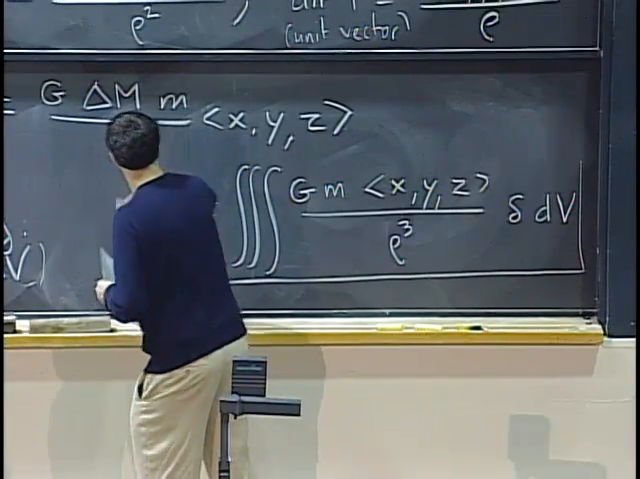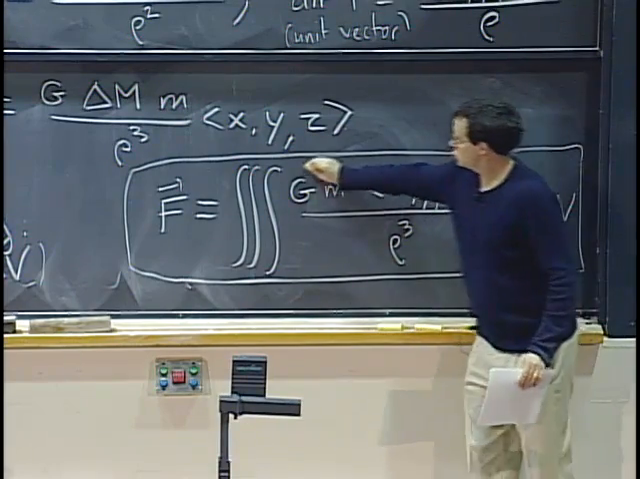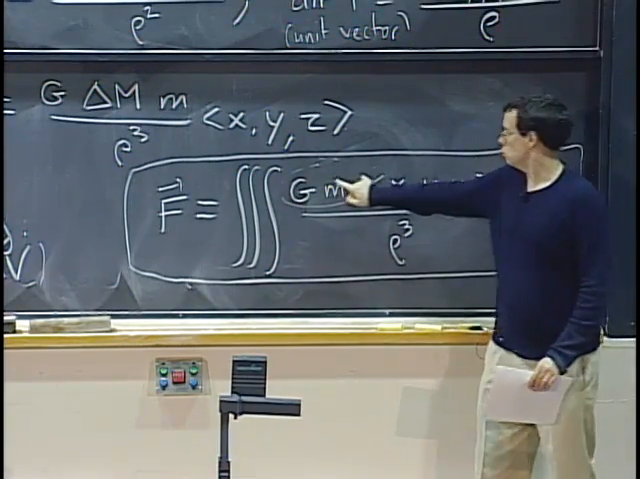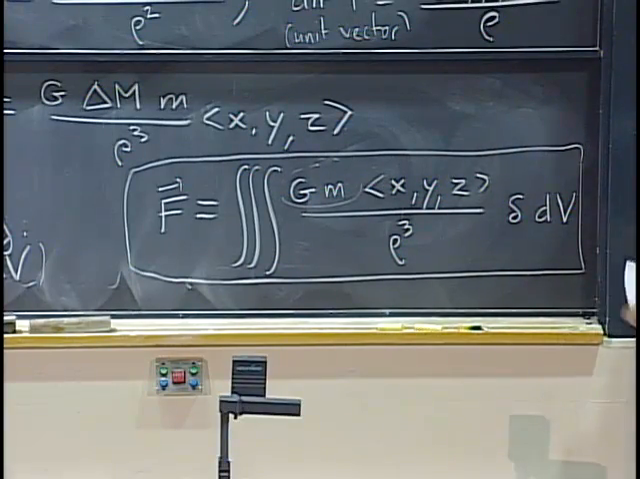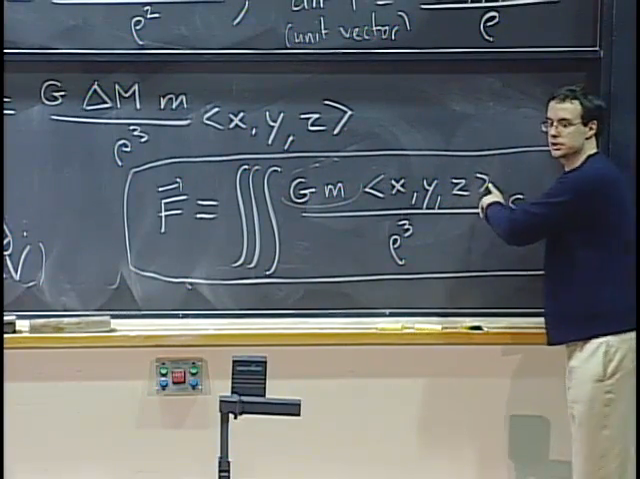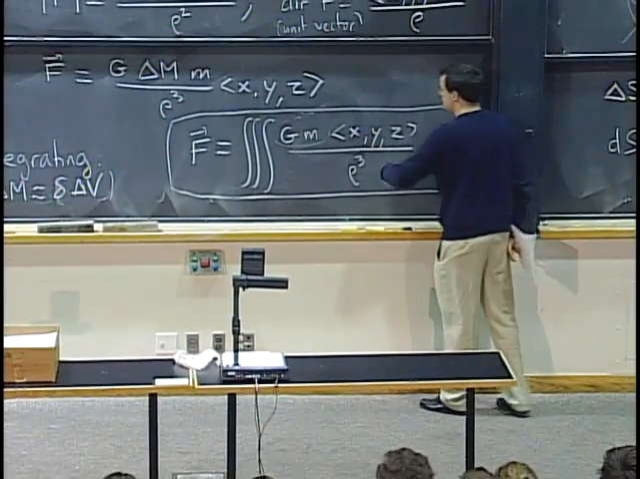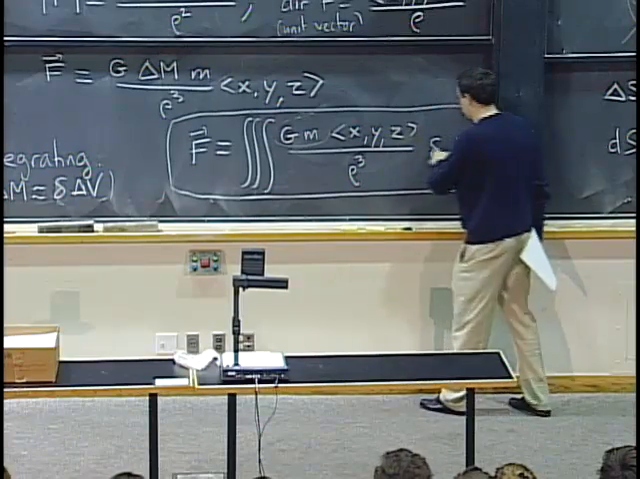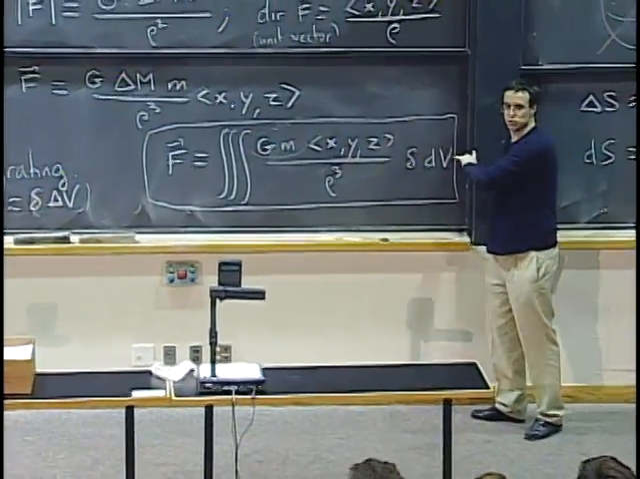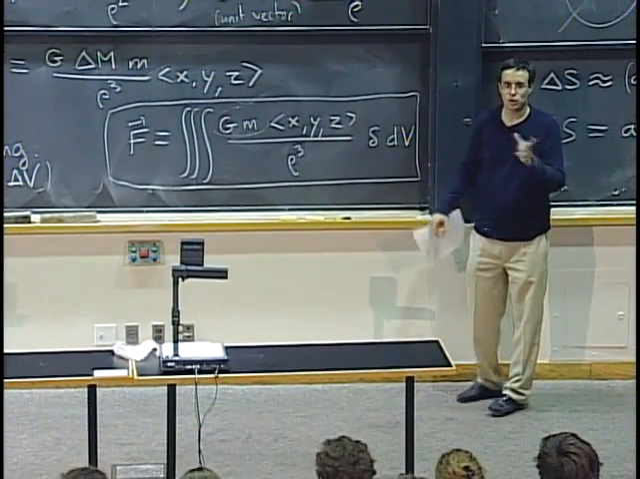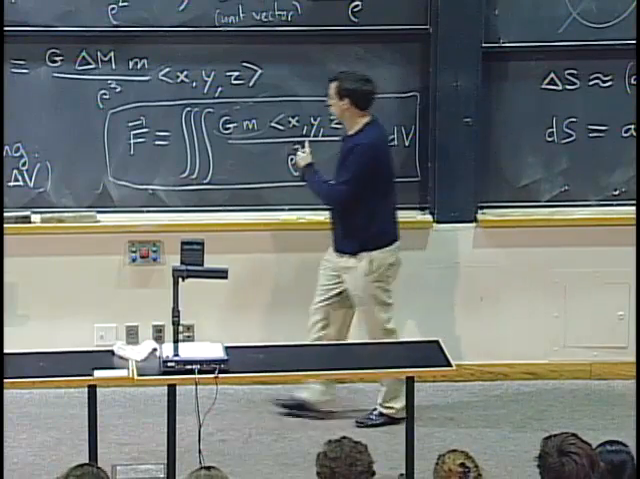Now, 2 observations about that. The first one, of course, these are just constants, so they can go out. The second observation: here we are integrating a vector quantity. So what does that mean? I just mean the x component of the force is given by integrating G m x over rho cubed delta dv. The y component, same thing with y. The z component, same thing with z. There's no trick, it's just integrate component by component to get each component of the force.